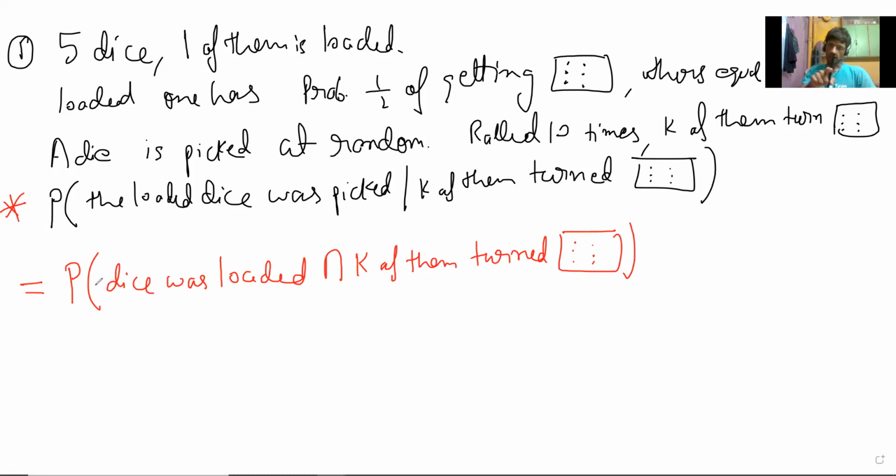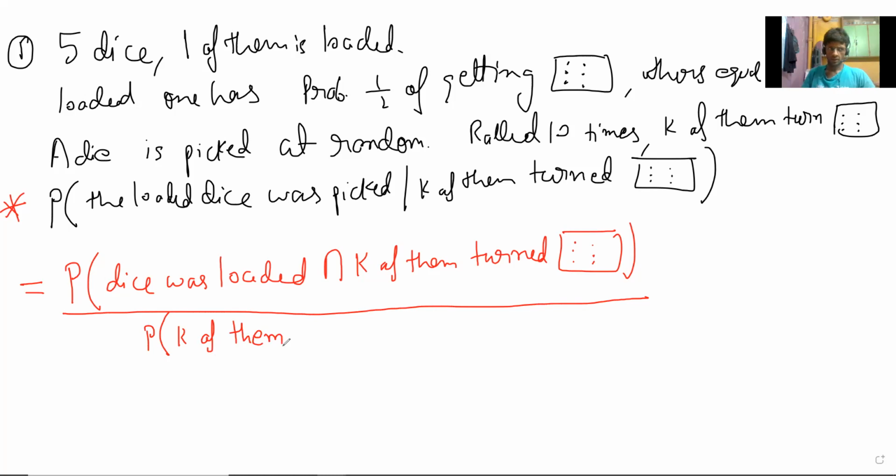This should be something like that, right? But let me write the full thing. Then we want the probability that k of them turned 6. No, it should be 1/2, shouldn't be 1/10, but I will see. K of them turned 6. So far, so good. Just the definition I'm writing.